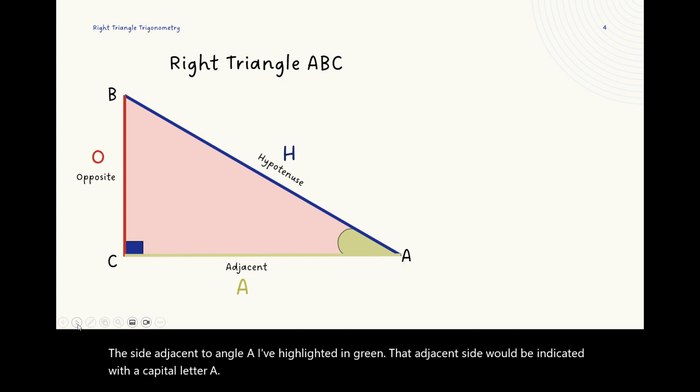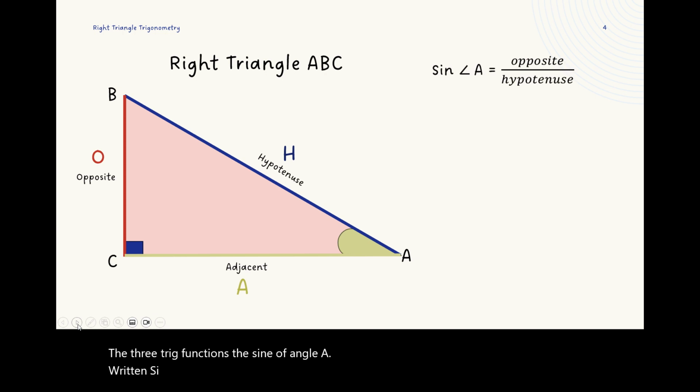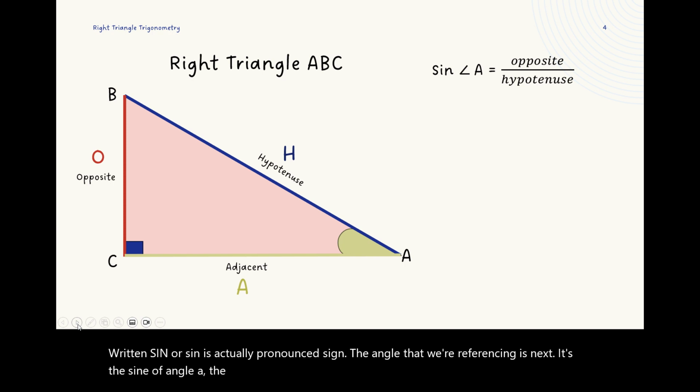The 3 trig functions: the sine of angle A, written S-I-N or sin, is actually pronounced sine. The angle that we're referencing is next. It's the sine of angle A. The sine of angle A is the ratio of the side opposite that angle to the hypotenuse of the right triangle.